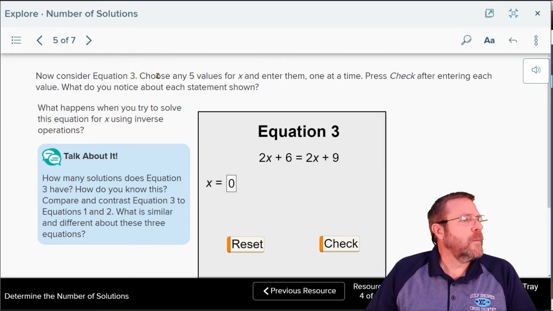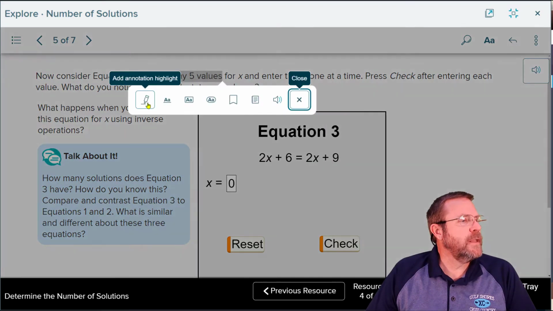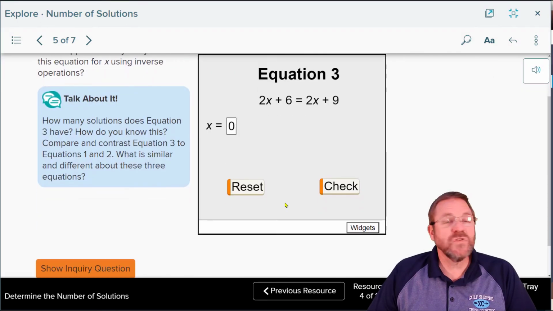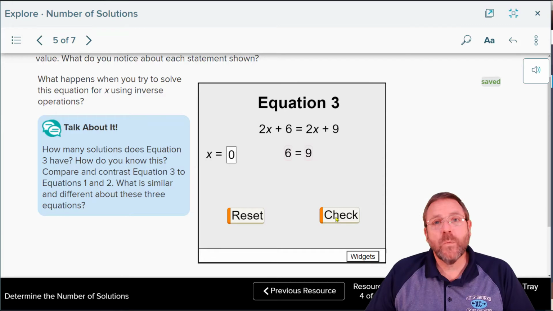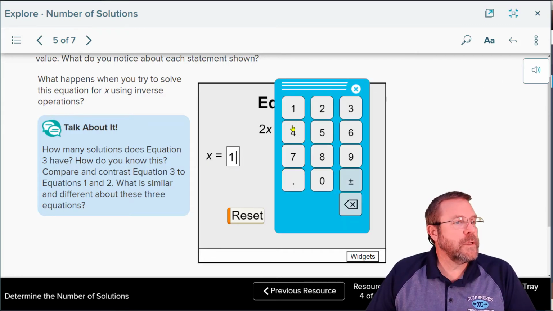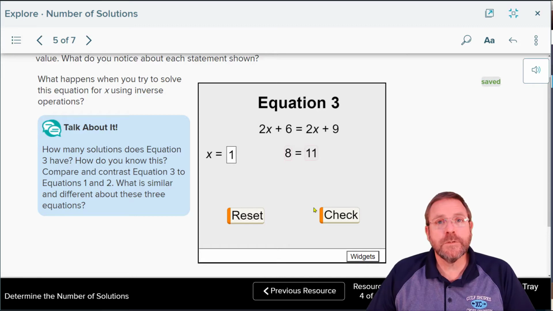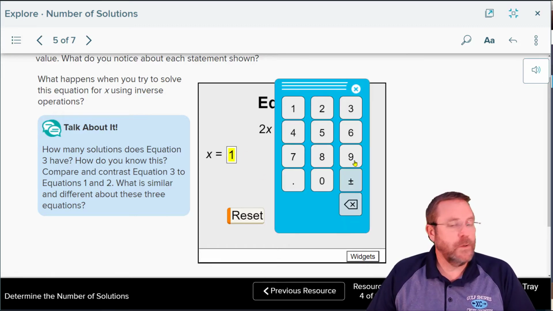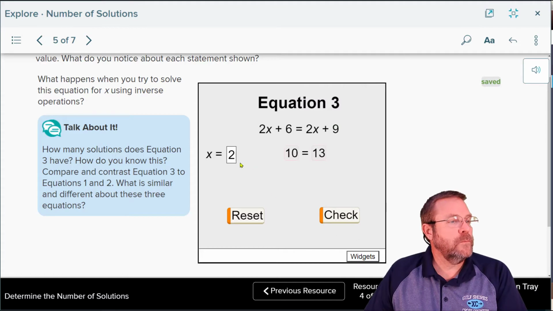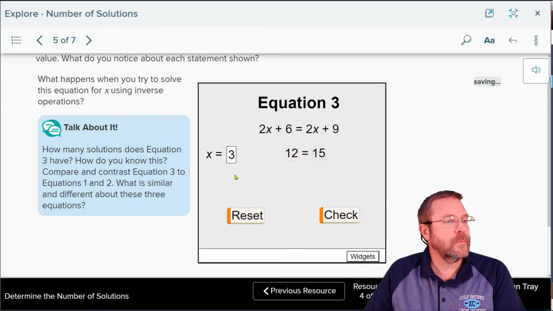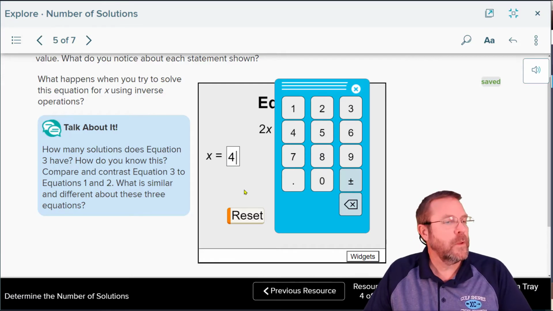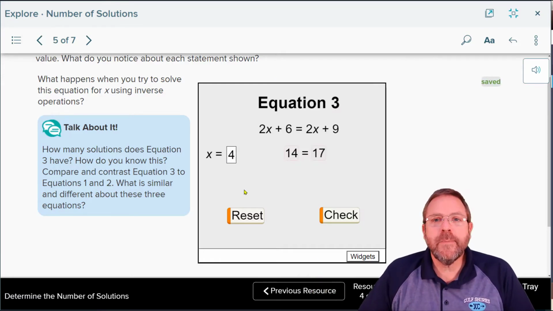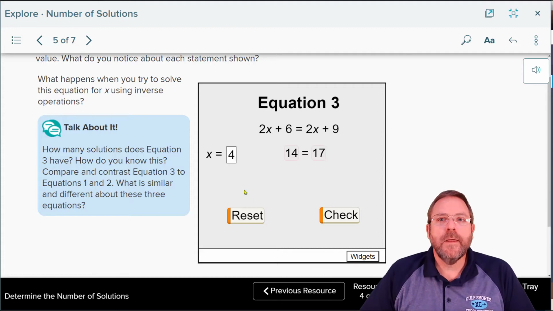Now let's take a look at example number 3, and once again they want us to choose any 5 values to go in here. So let's start with 0. Where x equals 0, we don't have a good answer. Well, what if we change that to a 1? Where x equals 1, we still don't have a good answer. What if we did 2? Nope. What if we did 3? Nope. What if we did 4? No. No matter what number we type in for x in this one, we have an unbalanced equation, which means that it's not equal to each other. There is no solution, and we would call that an empty set, or theta.